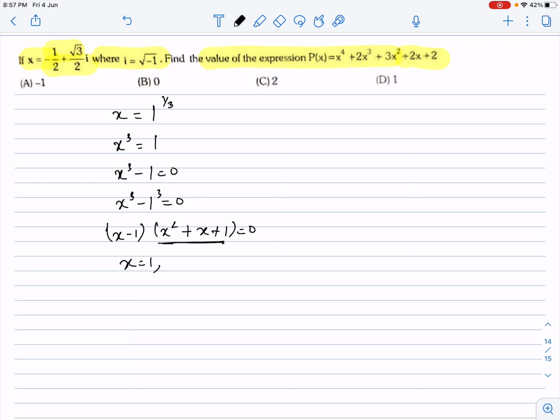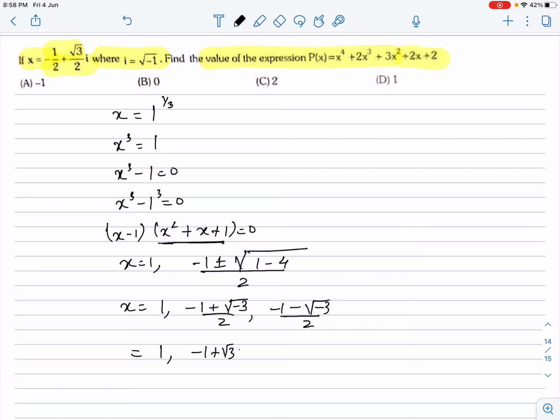I can apply the quadratic formula over here. So minus b plus or minus under root of b square minus 4ac, that means 1 minus 4, divided by 2, will be the value of x. So x can be either equal to 1, or minus 1 plus root of minus 3 divided by 2, or minus 1 minus root of minus 3 divided by 2. Now root of minus 1 is iota, as told by them. So I will write it as 1, minus 1 plus root 3 iota divided by 2, and this thing as minus 1 minus root 3 iota divided by 2.